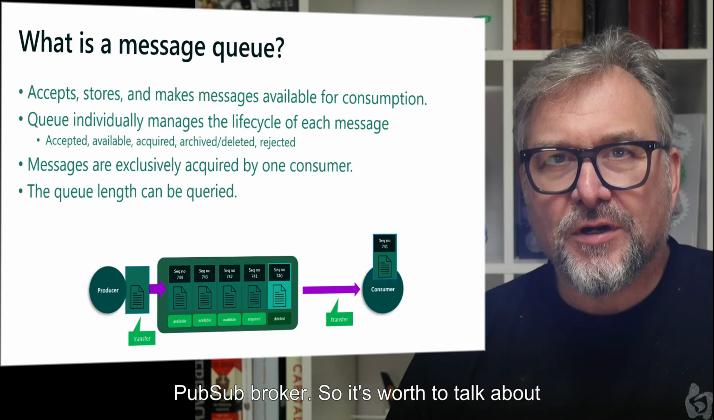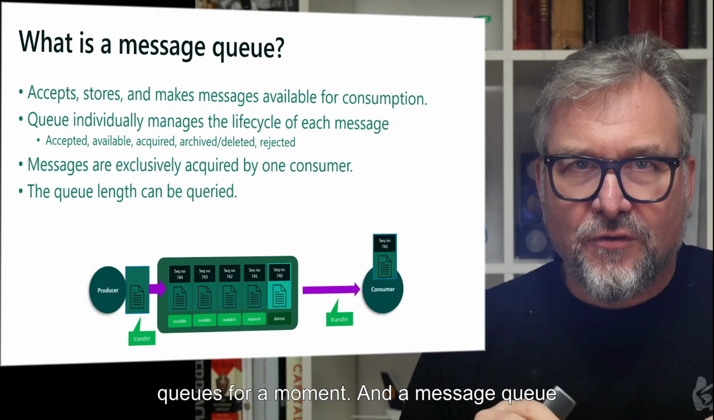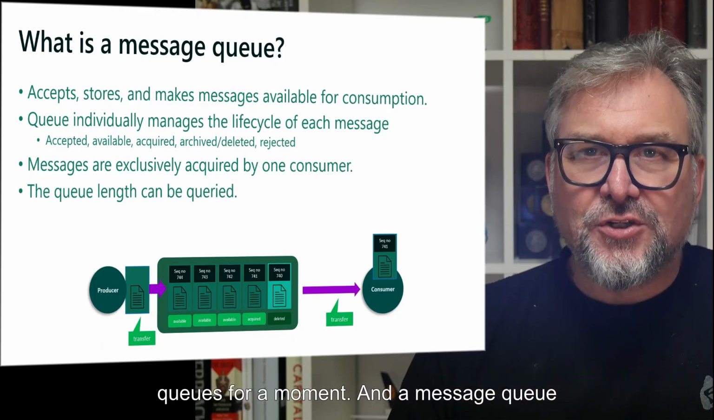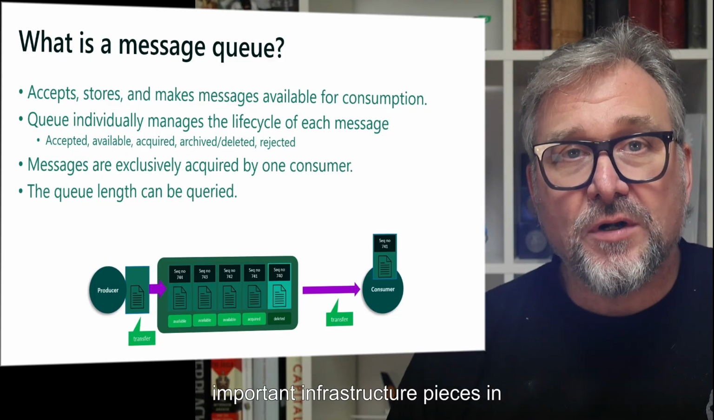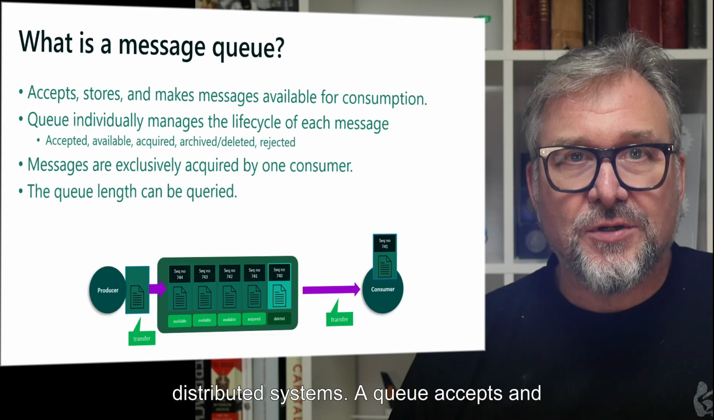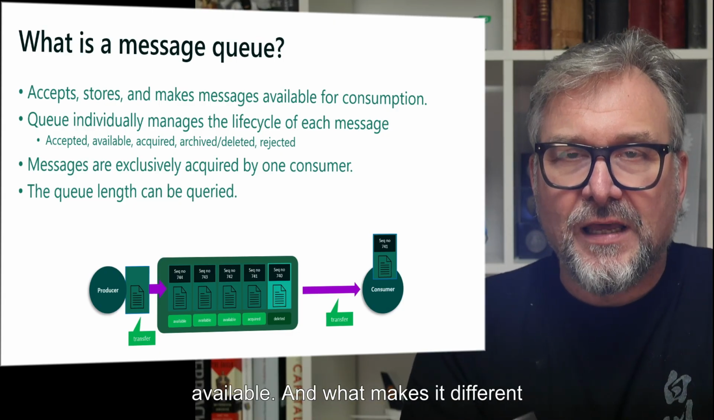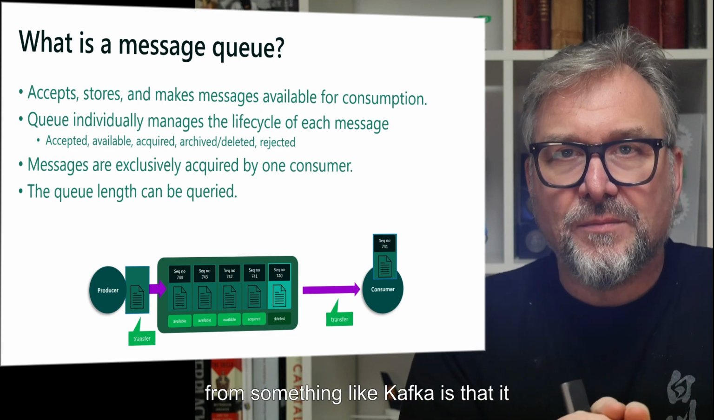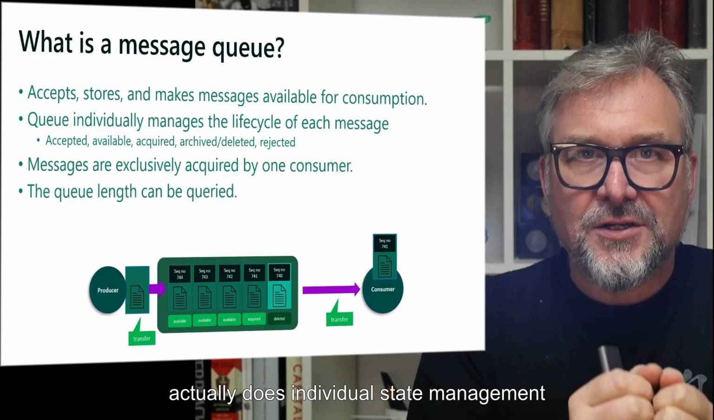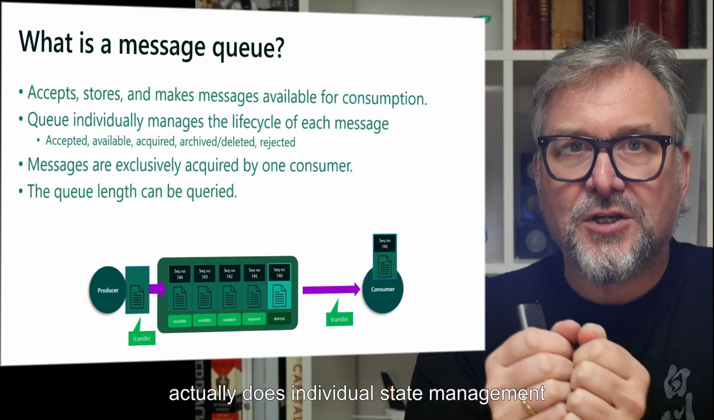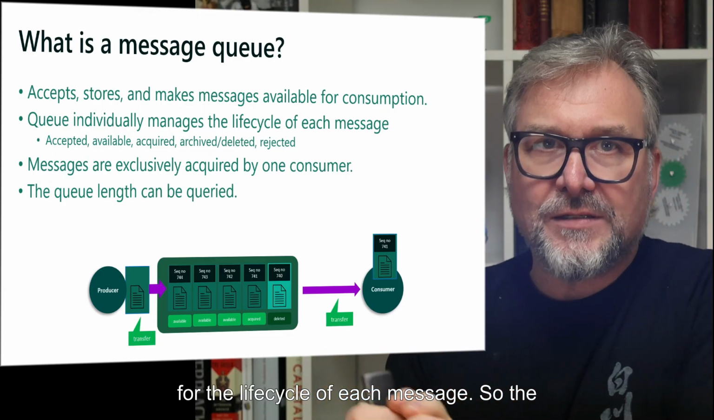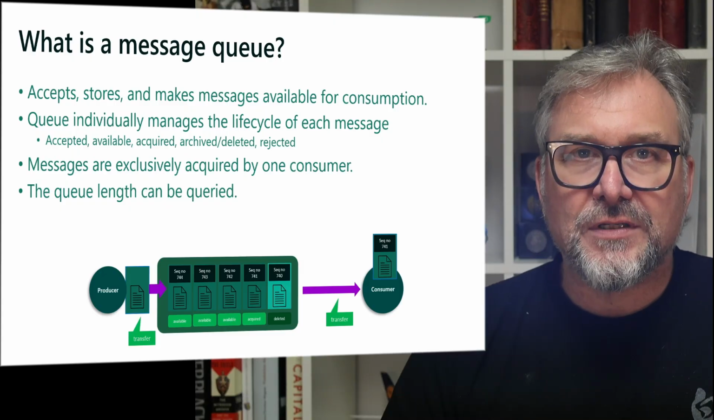So it's worth talking about queues for a moment. A message queue is one of the most fundamental, most important infrastructure pieces in distributed systems. A queue accepts and stores messages and then makes them available. And what makes it different from something like Kafka is that it actually does individual state management for the lifecycle of each message. So the message becomes available for consumption.